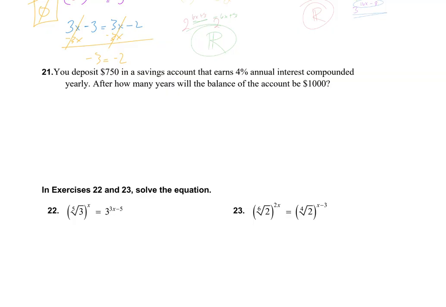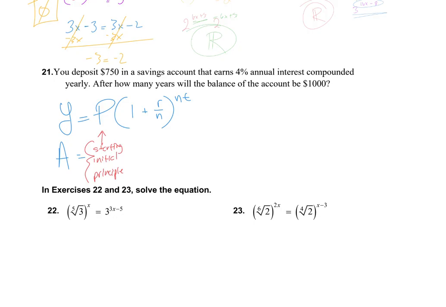Hey, we got compounding interest. So let me remind you what that equation looks like. Y equals, or your account equals, the principal amount times 1 plus the rate over n, times n to the t power. And let's go ahead and talk about what these things are. This is your initial investment, also called the principal. It's the starting amount. All those three are kind of the same words.